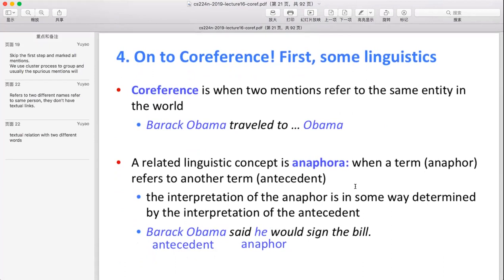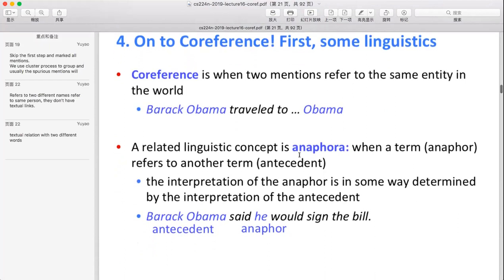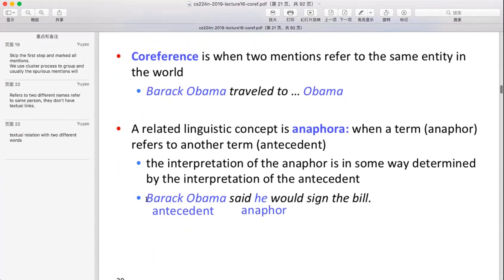And here's another definition of coreference. We start to learn a new definition, the anaphora. If we read this sentence, "Barack Obama said he would sign a bill," "he" refers to Barack Obama, which is the antecedent of this sentence, and "he" is the anaphora. So "he" is dependent on Barack Obama.